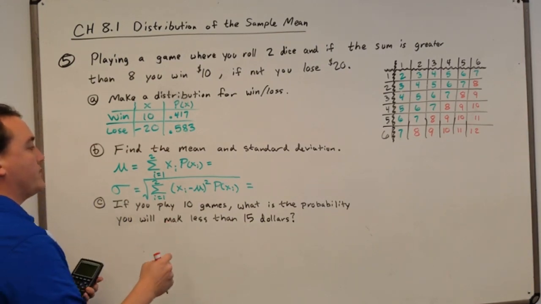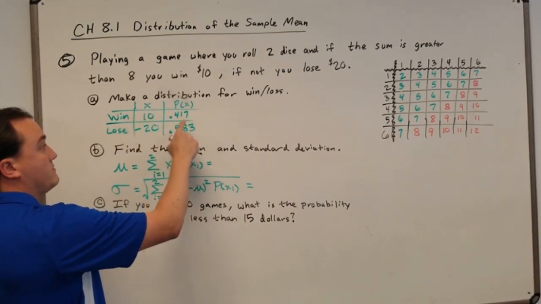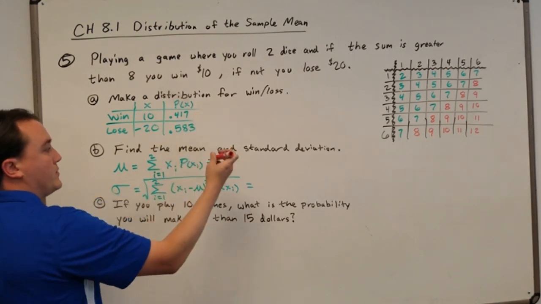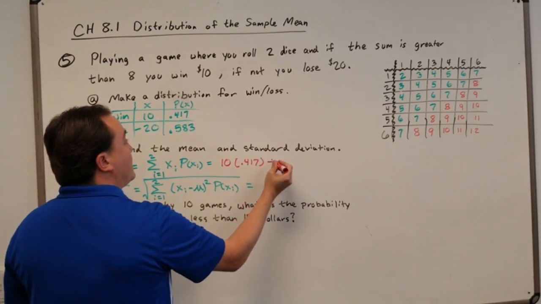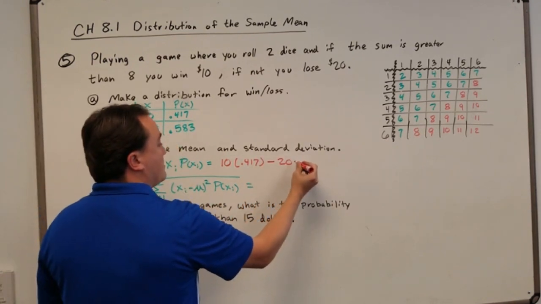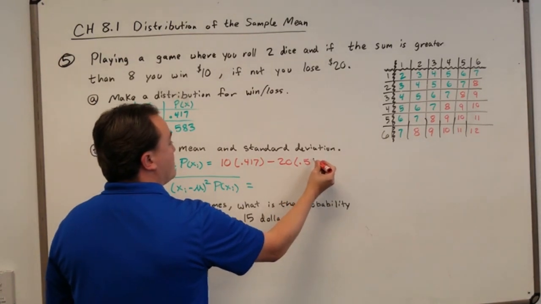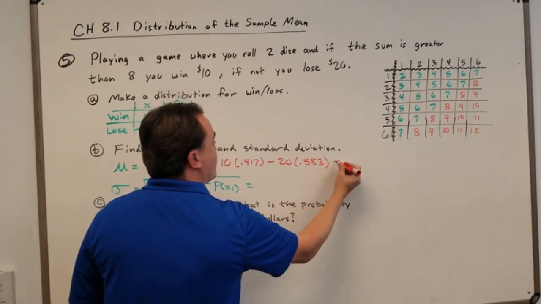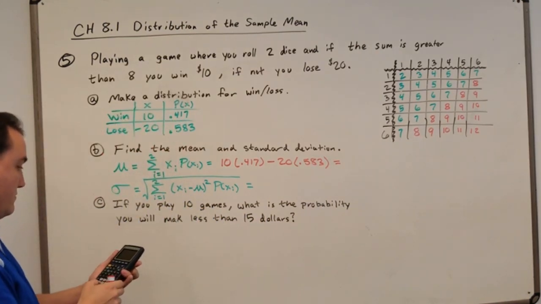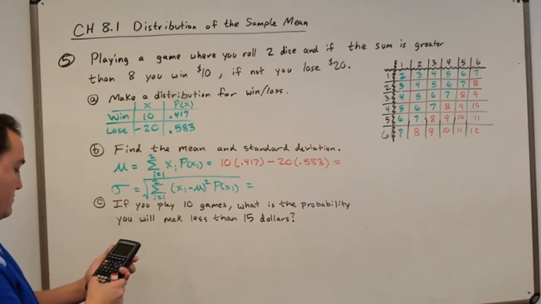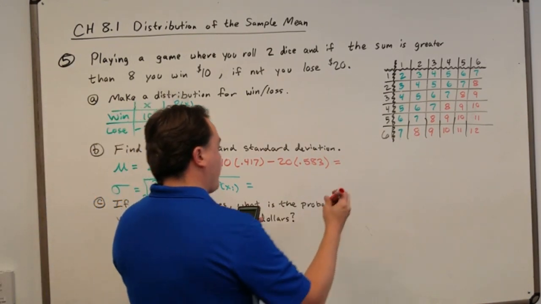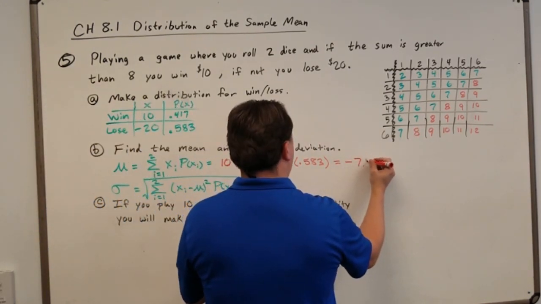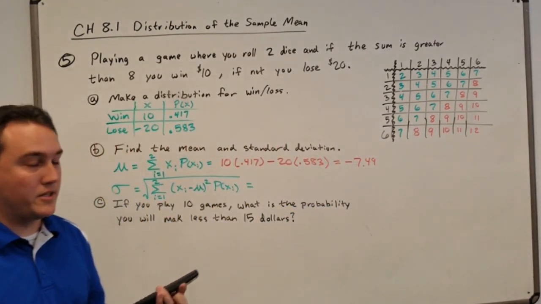So all we really have to do to find the mean is multiply each x with its probability and add them up. So we have 10 times 0.417 minus 20 times 0.583 equals negative 7.49. So it's an unfair game, basically.